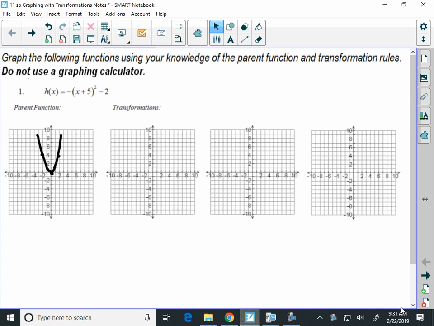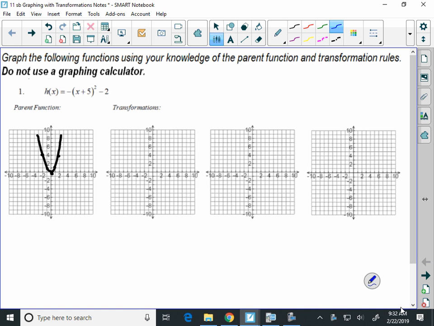Graph the following functions using your knowledge of the parent function and transformation rules. Do not use a graphing calculator. Well, the parent function is given, and we want to take a look at this equation and identify each transformation. The way that we're going to do that is we're going to read our equation going left to right.